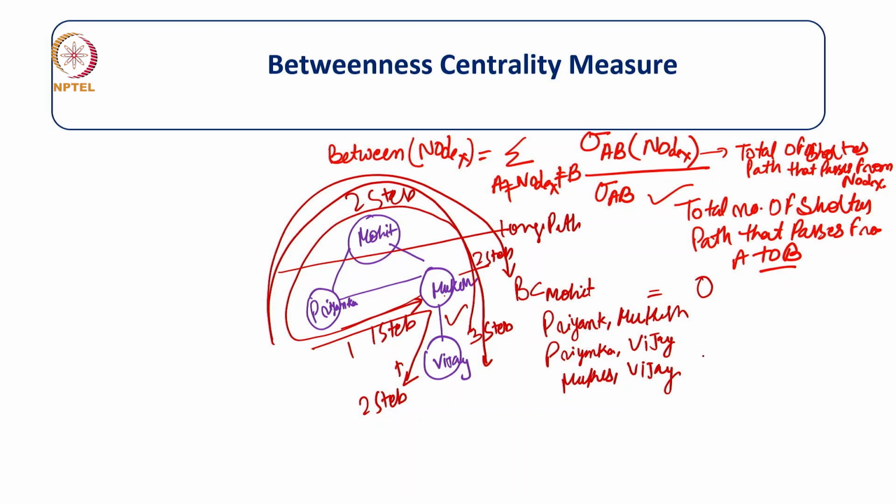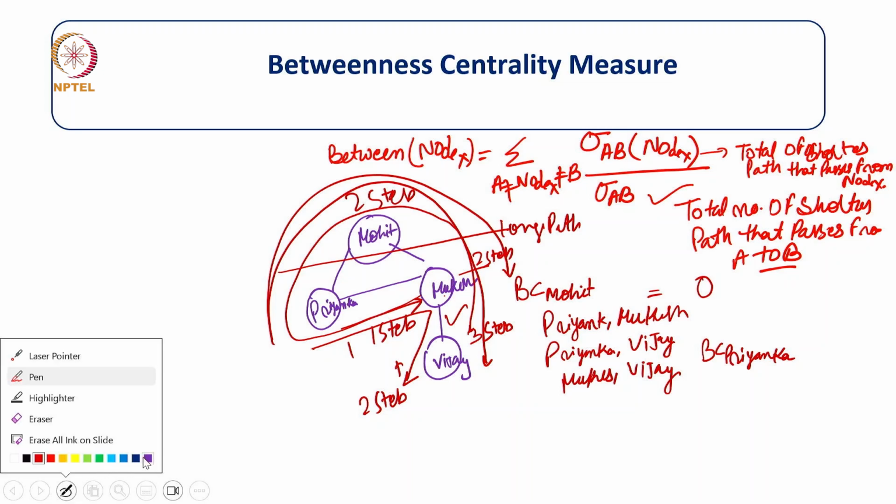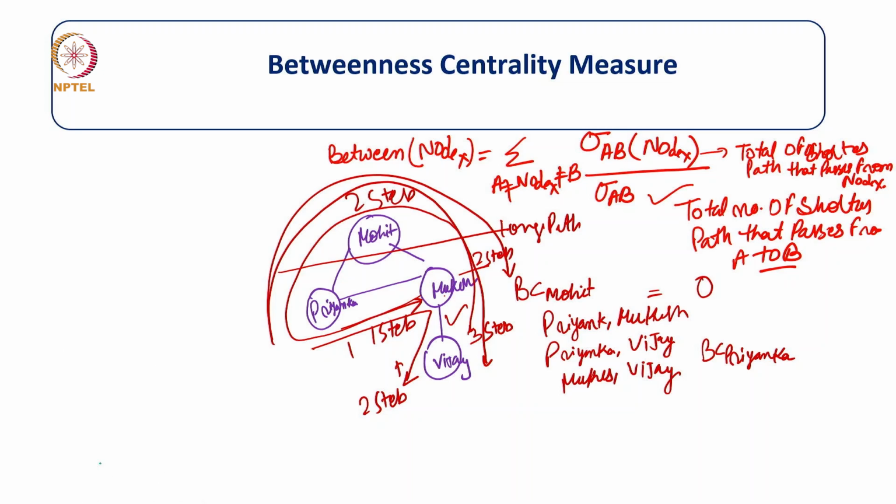Now if we calculate in a similar way the betweenness centrality of Priyanka, we need to see the paths between Mohit and Mukesh, Mohit and Vijay, and then Mukesh and Vijay.